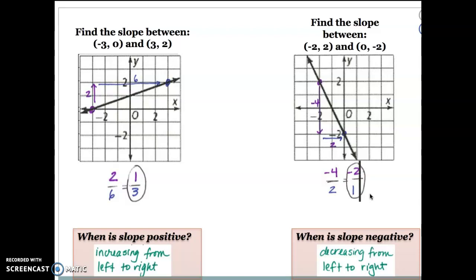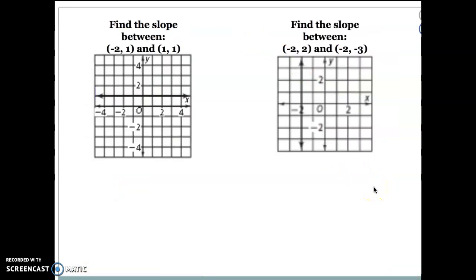So please make sure on your side margin of your note sheet that you write down the difference between when you can recognize when a slope is positive, when we go up from left to right like you're reading a book, and when it's negative, when you're going down from left to right like you're reading a book.